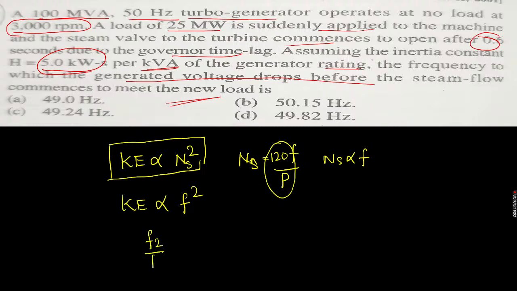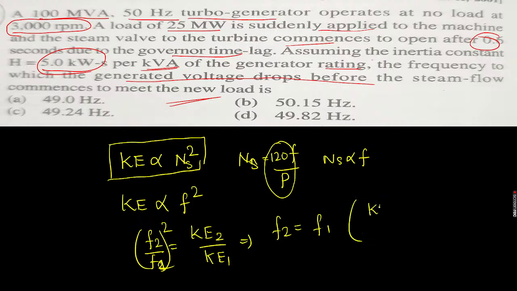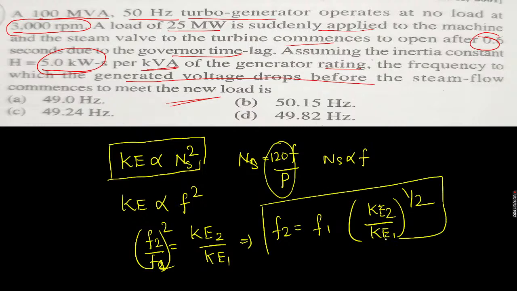Correct, no? So from this, we can easily write, because I had given the conclusion, F2 divided by F1 whole square can be written as KE2 divided by KE1. From this I can say whenever they are asking for the new frequency, F2 equals F1 into KE2 divided by KE1 whole power 1 by 2. Just to remember, that is the clue for the above question.